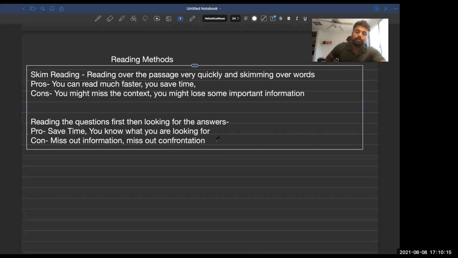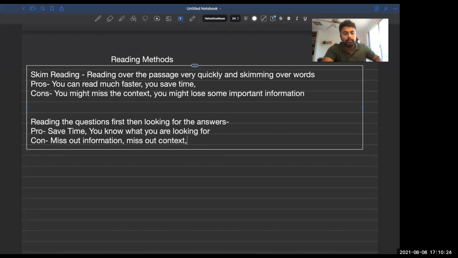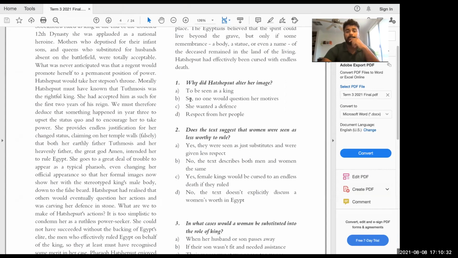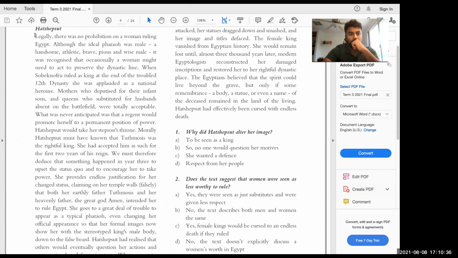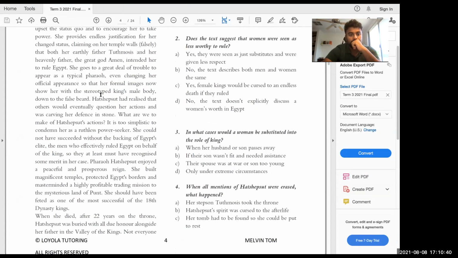Okay, miss out, not confrontation, context. Context. All right. Now, here's another con for reading the questions first. I don't think reading the questions first really saves you time because let's take a look at the first question. Why did Hashtag alter her image? To find the answer to that, you're reading this whole passage. You keep reading until you get to this middle section here. Then the next question was, in what case would women substitute for men?